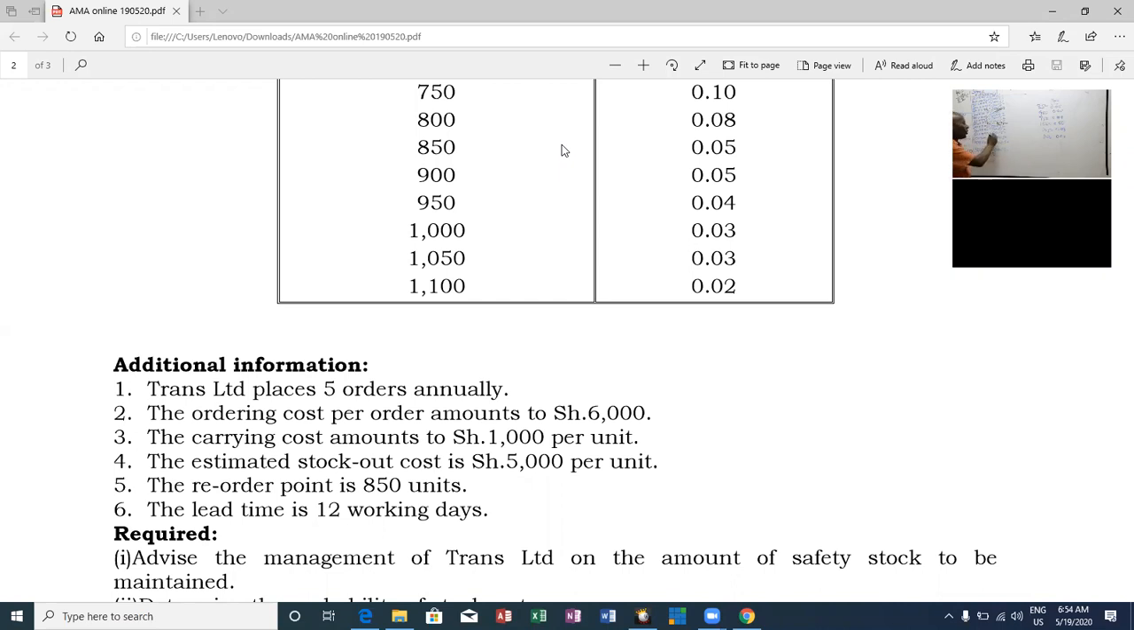So let us now go to the third row of 950 and ascertain the total cost.